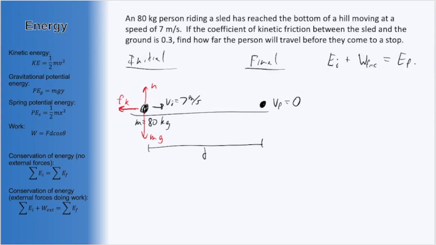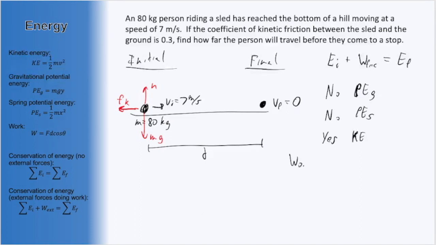Out of all the energies we know about, which ones do we have to consider? Our object isn't changing heights, so we shouldn't have to worry about potential energy due to gravity, so no potential energy of gravity. There's no springs involved, so no potential energy of a spring. However, there are velocities here, there is motion, so yes, we should be considering kinetic energy.